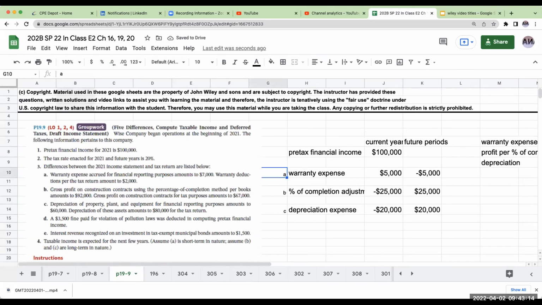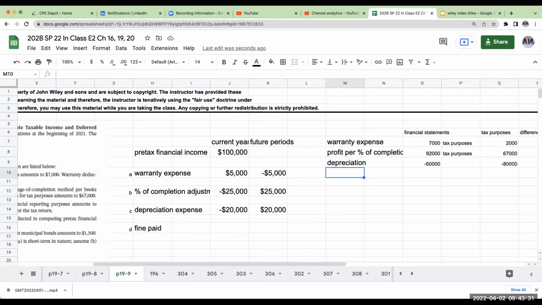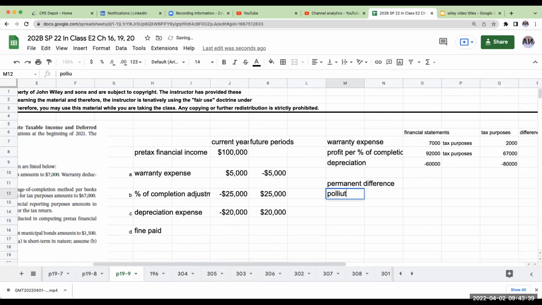Let's take a look at letter D. This is what is known as a permanent difference. I paid a fine for violation of pollution laws, and that was deducted in computing pre-tax financial income. So over here, this is a pollution fine.